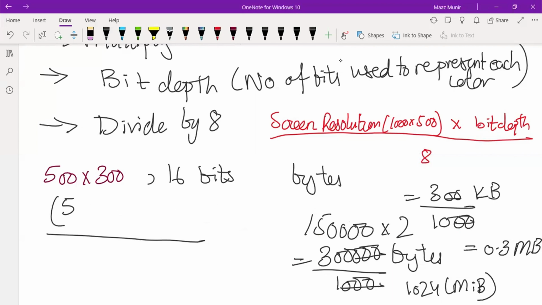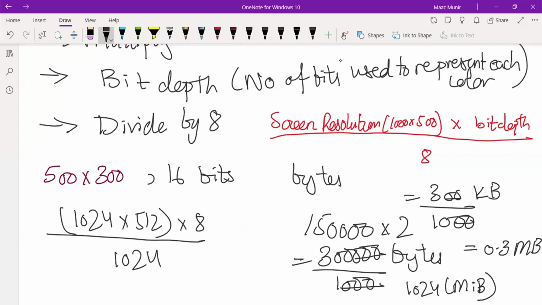Those shortcuts are like, let's say we have an answer like 1024 multiplied by 512 and multiplied by 8 bits. And then if you want to convert it into megabytes, you divide it by 1024, right? So you cancel this 1024 with this 1024. Yeah, we would be needing a calculator, but again, we have these shortcuts.